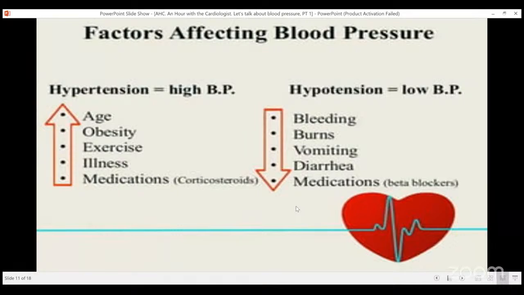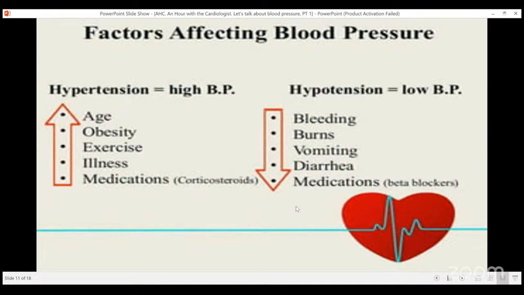For hypotension, bleeding: if one is bleeding, the blood pressure will eventually go down because of reduced blood volume. Burns: with burns, there can be hypotension because of loss of fluids from the surface area, especially if it's an extensive burn. The person can come down with low blood pressure. Vomiting and diarrhea can also reduce blood pressure and cause hypotension.